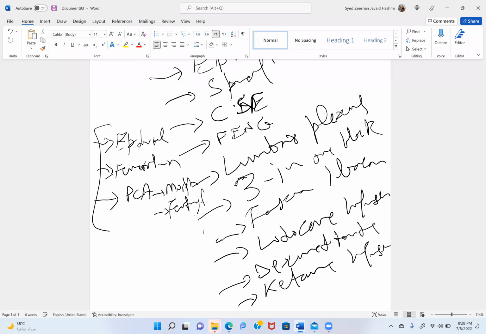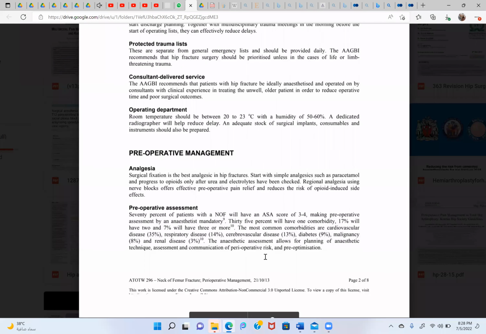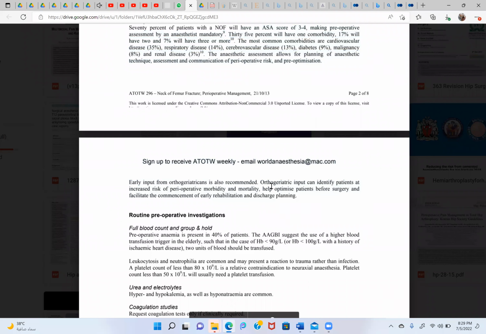What else? Anything else? PCA, patient controlled analgesia, multimodal. The things which I have written, there's no advantage of repeating them again. I have just written everything. Anything else which I missed? Any other option? Entonox? Entonox for post-operative analgesia? No, sir, peri-operative. No.